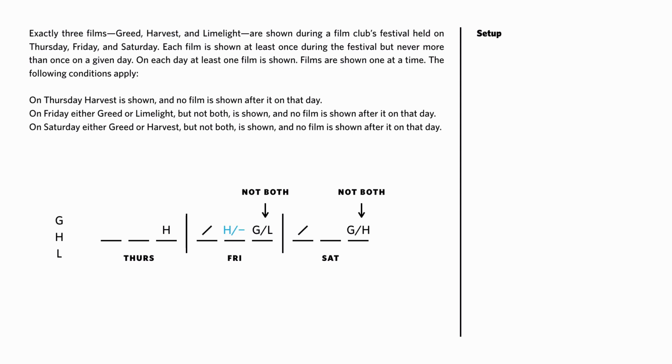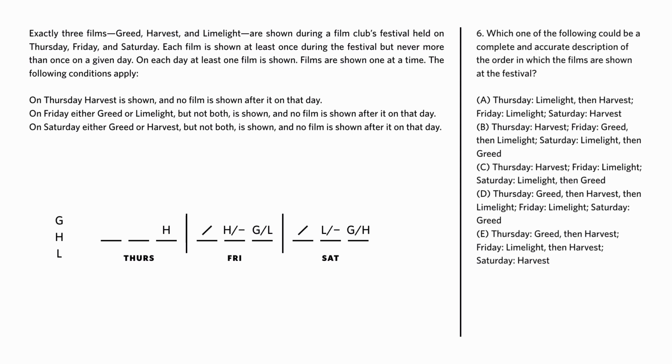Similarly, for Saturday, we know G or H must play last, and either L or nothing must play before it. We can represent this as well. And now that we've accounted for the other spots on Friday and Saturday, we can erase these "not both" labels, though you certainly don't have to on your own paper. Note that we could have made some additional frames here based on limited possibilities, but I thought the situation was simple enough and I chose not to. So that's it, and here's our final diagram. Let's go ahead and move on to the questions.